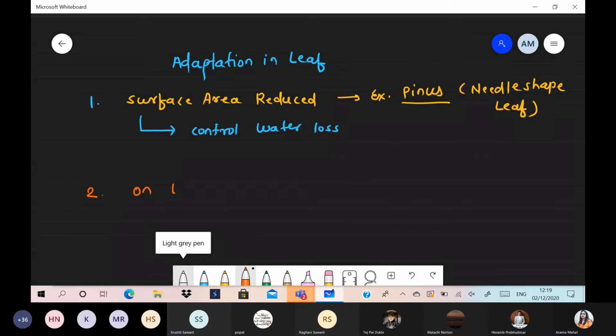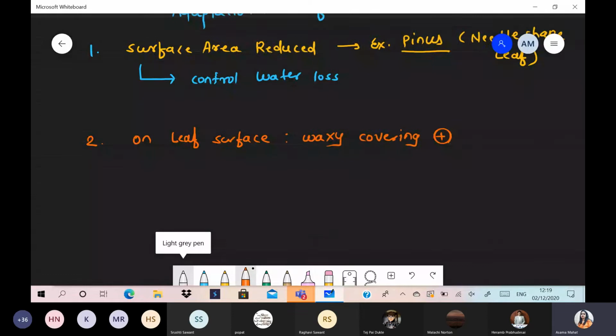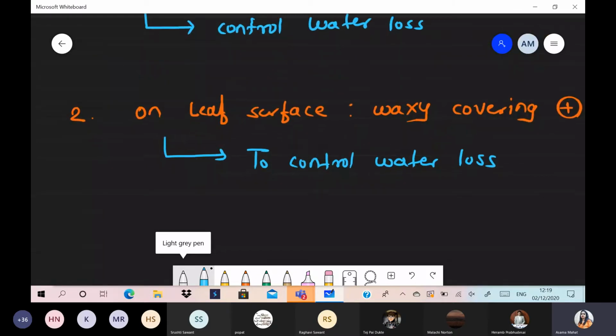Second one, on the leaf surface, a waxy covering is present. Whenever we talk about the waxy covering, it means it can form a boundary, a layer. And what is the main function? Again, to control water loss. If you see angiospermic plants also, a waxy layer is present. Because if a waxy layer is present, it controls transpiration and water loss. So this is another modification: on the leaf surface, a waxy covering is present.